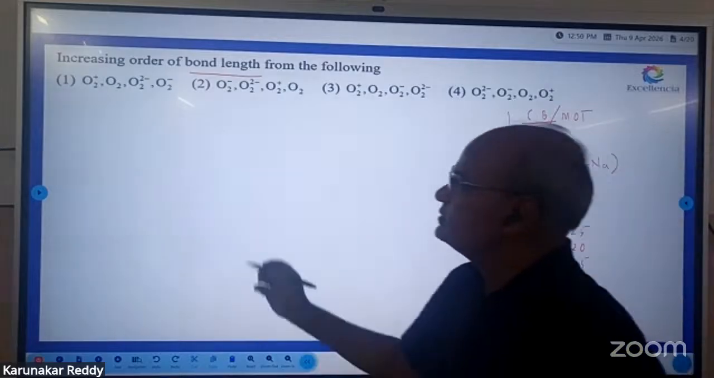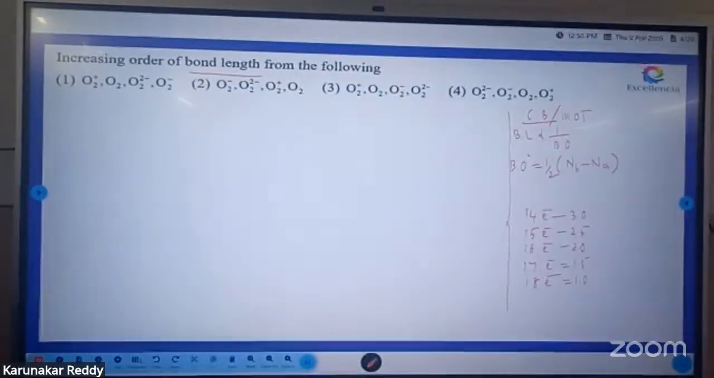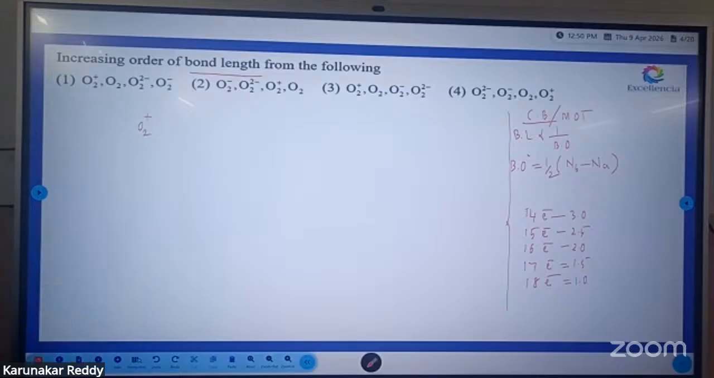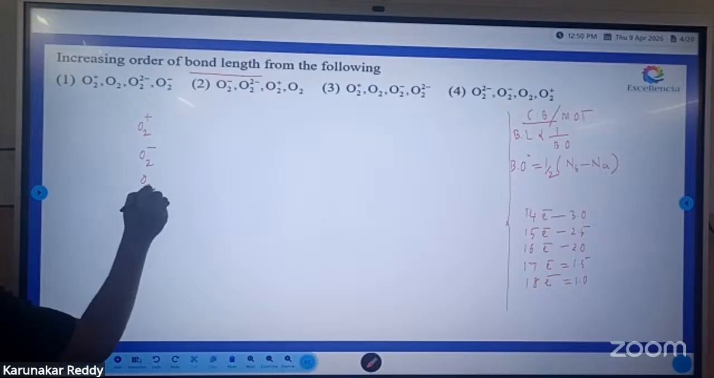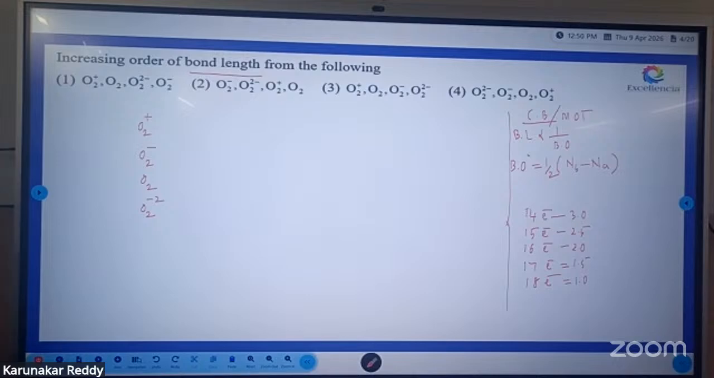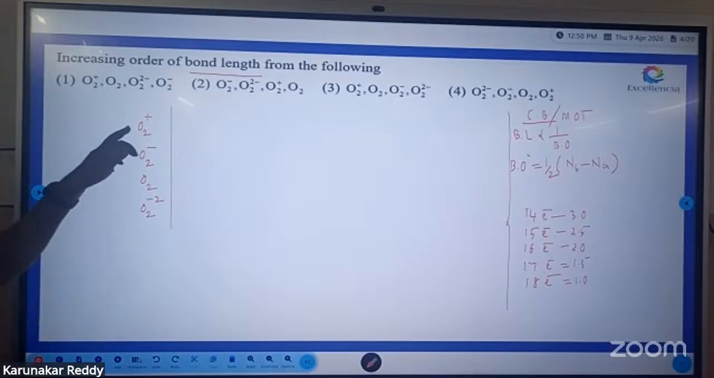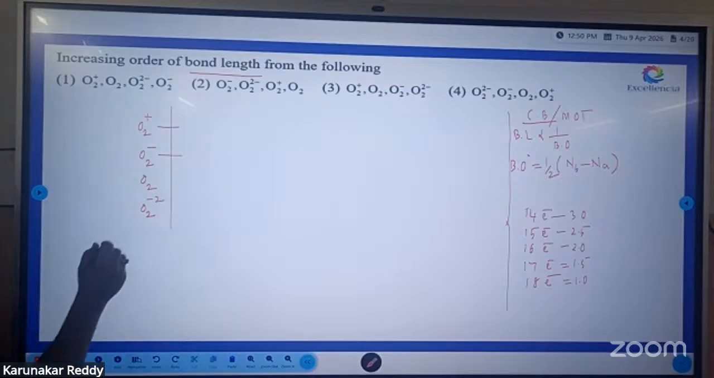Now, in our question, the bond length is asked, so I want to calculate the bond order. They gave us molecules like O2 plus. O2 plus is one species. And they also gave us O2 minus, then O2, then O2 minus 2. We have different molecular or ionic species of oxygen. The first one is the dioxygenyl ion, and O2 minus is a superoxide. This one is dioxygen, and O2 minus 2 is a peroxide.